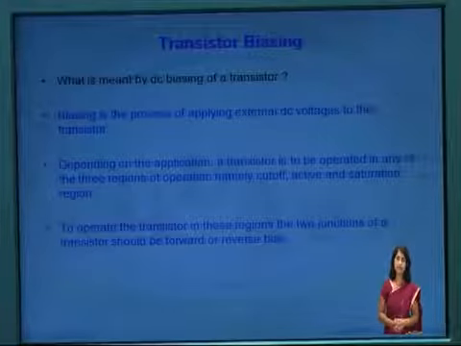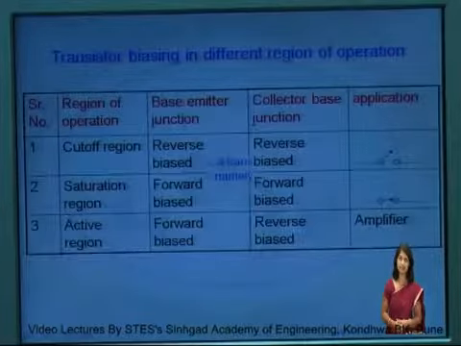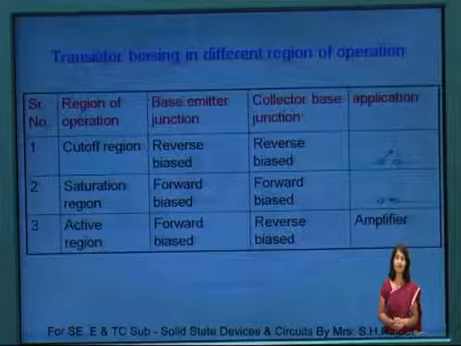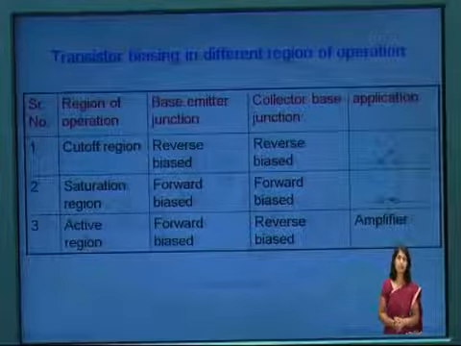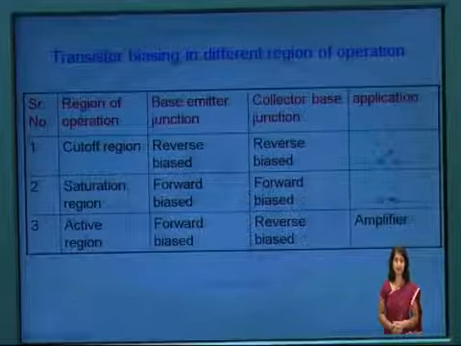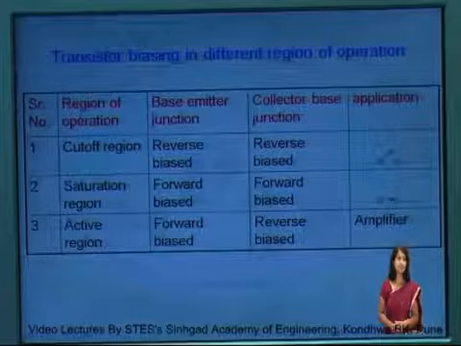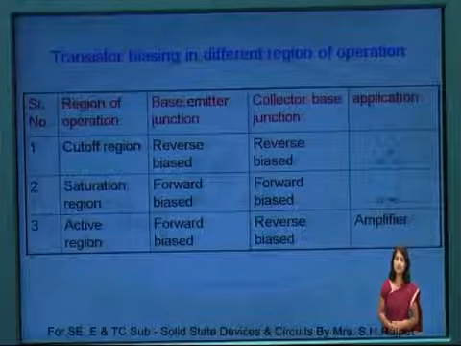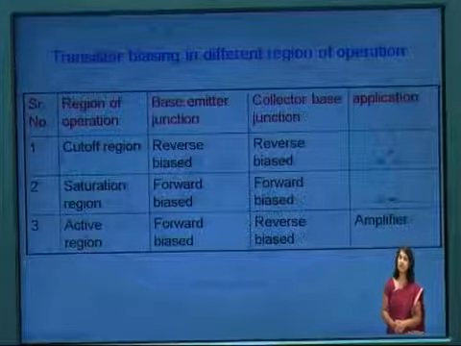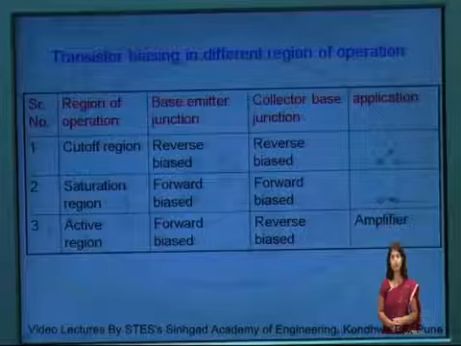Now to operate the transistor in three different regions, the junctions must be forward biased or reverse biased. We are basically interested in how the transistor is biased in the three different regions of operation. The first region of operation is the cutoff region, in which the base to emitter junction is reverse biased, the collector to base junction is reverse biased, and the transistor acts like an open switch. In the second region, saturation, the base to emitter junction is forward biased, the collector to base junction is forward biased, and the transistor acts like a closed switch.